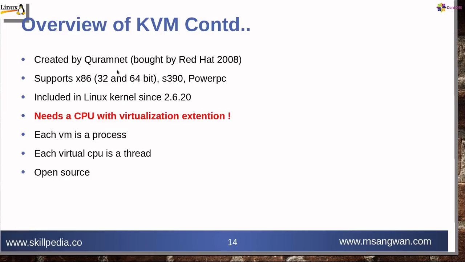It was created by Qumranet, bought by Red Hat in 2008. It supports x86, 32-bit and 64-bit. Starting with CentOS 7 and CentOS 8, we don't have a 32-bit architecture. The 32-bit architecture was available up to CentOS 6, but KVM was there. S390 and PowerPC are supported and included in the Linux kernel since 2.6.20. It needs a CPU with virtualization extensions.